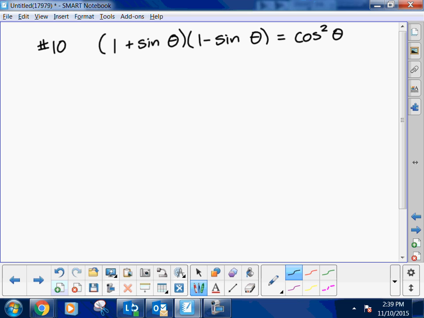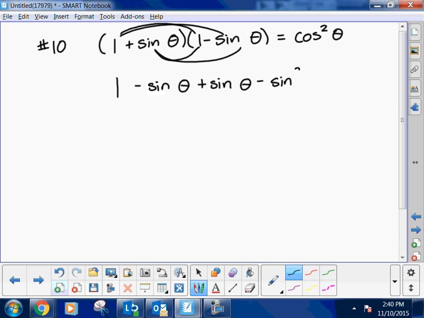When you look at this, do y'all remember that you could FOIL? You got 2 binomials you could FOIL. That's exactly the skill you're going to use to get closer to our solution. So when we FOIL, then this becomes 1. This is minus sine theta. This is plus sine theta. And our very last is minus sine squared theta. And that's equal to cosine squared theta.